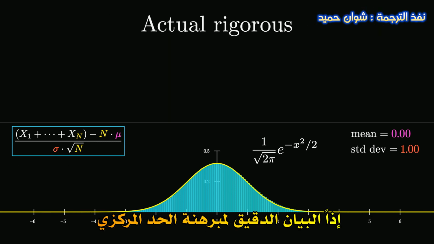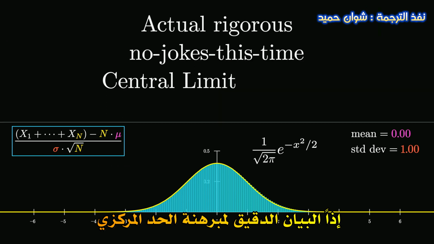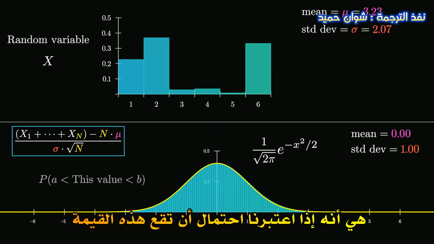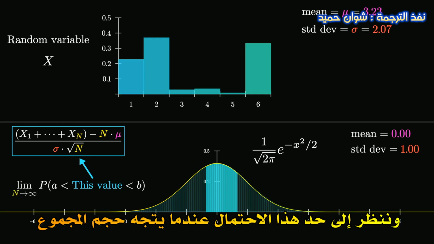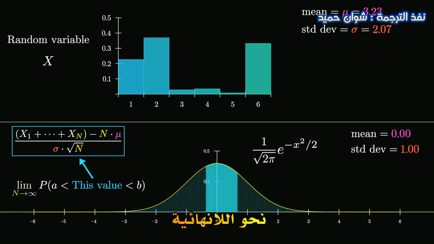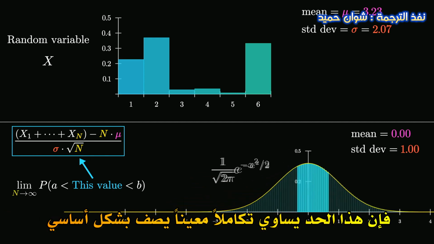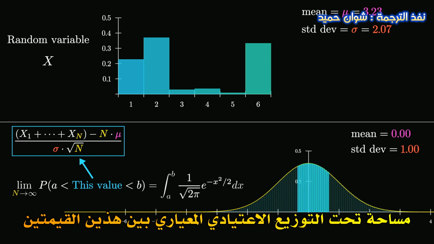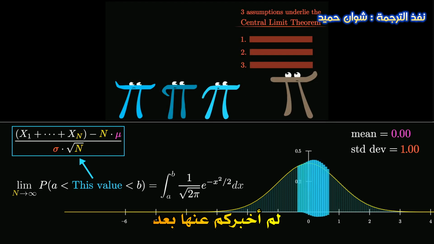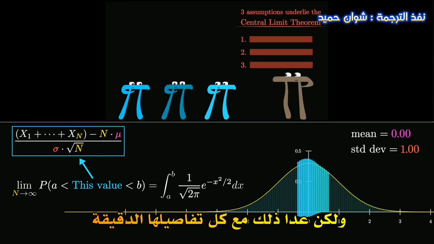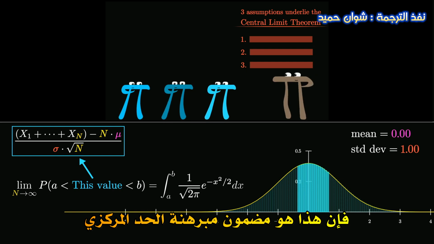Then the actual rigorous, no jokes this time statement of the central limit theorem is that if you consider the probability that this value falls between two given real numbers, a and b, and you consider the limit of that probability as the size of your sum goes to infinity, then that limit is equal to a certain integral, which basically describes the area under a standard normal distribution between those two values. Again, there are 3 underlying assumptions that I have yet to tell you, but other than those, in all of its gory detail, this right here is the central limit theorem.